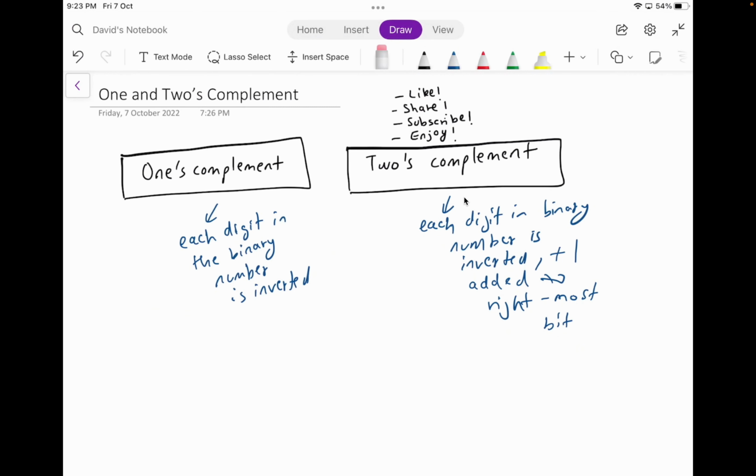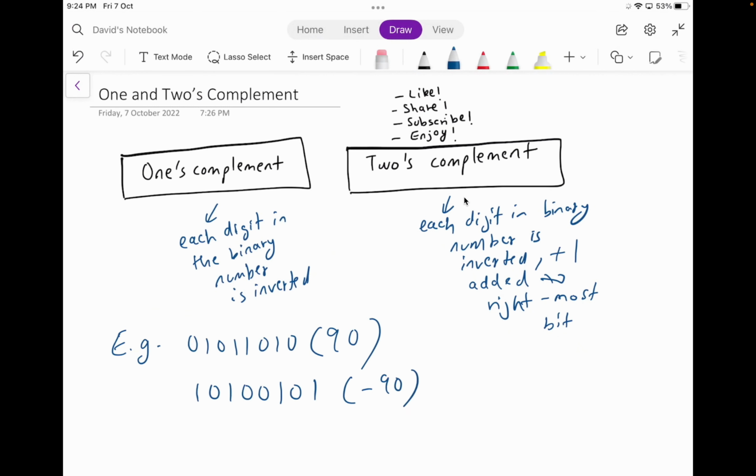Let's say we write down an example: 0101101010. This has a denary equivalent of 90. Using ones complement, we know that each digit in the binary number is inverted, so 0 becomes 1 and 1 becomes 0, like I stated. So the ones complement of this binary value is going to be 1010010101. This has a denary equivalent of minus 90.